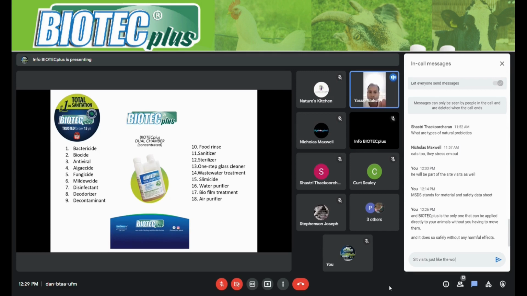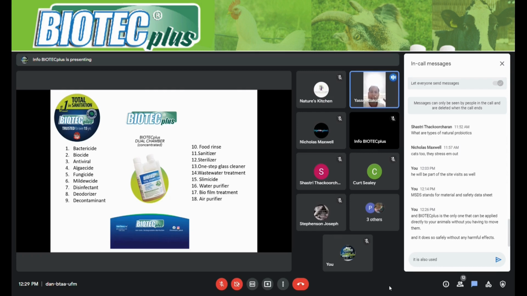BIOTECplus, let me give you a good example. BIOTECplus is used in the country right now in juice factories to clean the juice lines every time. They rinse with the BIOTECplus dilutions and they run the juice through it and they put the juice in the bottles and you buy your juice in the grocery.